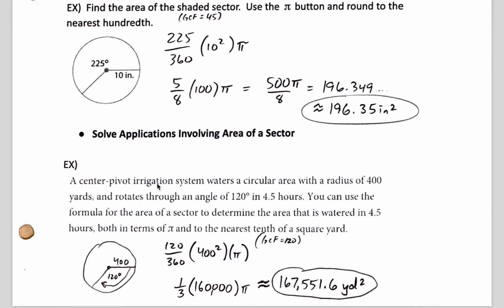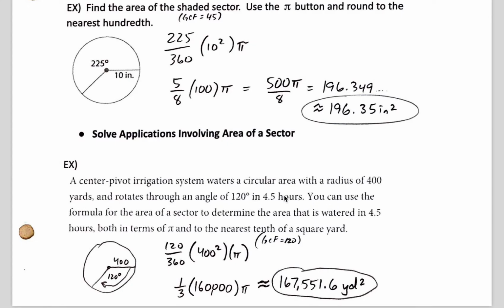Applications involving area, very similar, as long as you can identify the angle measure or the fraction of the circle that you want to find and use your area formula. And we're just doing the exact same thing we just practiced. In this example, we have a sprinkler, and it's spraying water approximately 400 yards away. So that would be the radius of our circle. And then that sprinkler is rotating 120 degrees in some direction. Doesn't have to be this direction. And it says it does that in 4.5 hours.